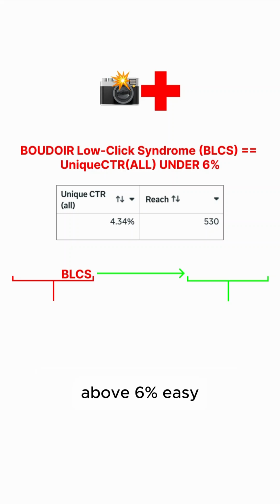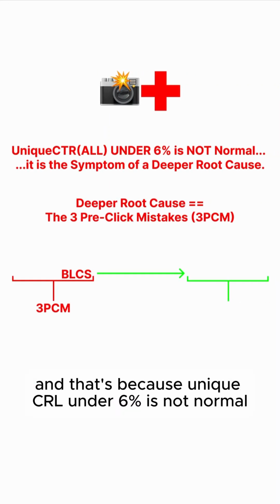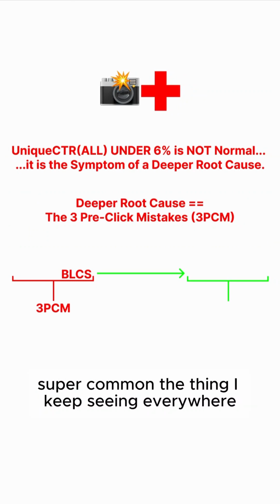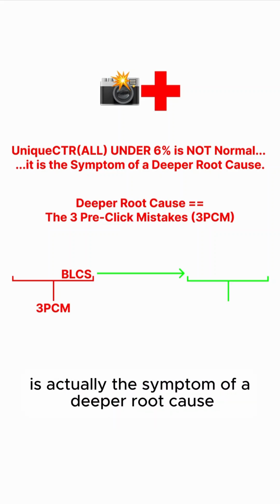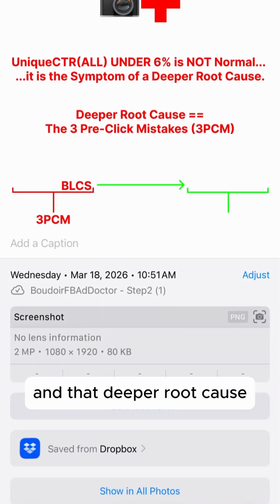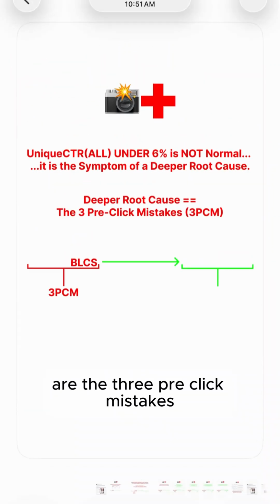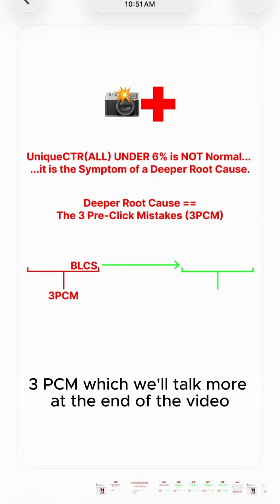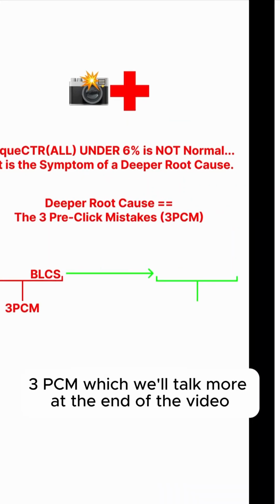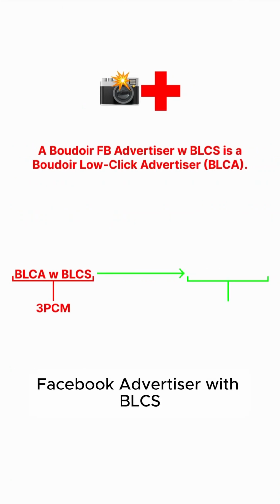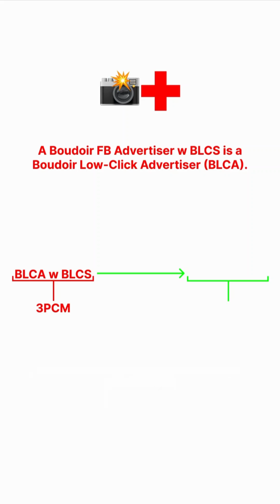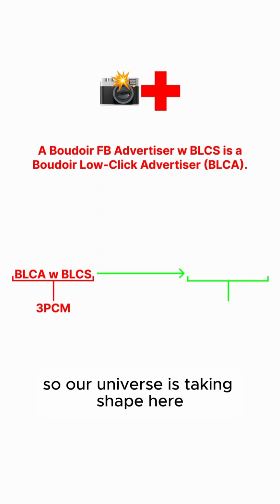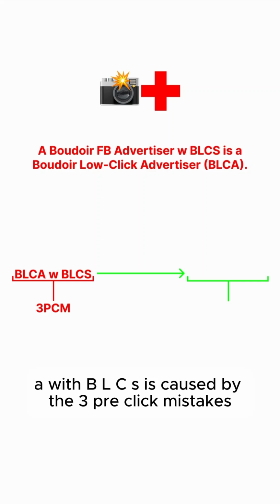Above 6%, easy. And that's because unique CTR under 6% is not normal. Super common, the thing I keep seeing everywhere, and everyone accepts it as normal, but it's not normal. It's actually the symptom of a deeper root cause. The deeper root cause is the 3 pre-click mistakes, 3 PCM, which we'll talk more about at the end of the video. We also know that a boudoir Facebook advertiser with BLCS is a boudoir low-click advertiser, a BLCA. So our universe is taking shape here. A BLCA with BLCS is caused by the 3 pre-click mistakes.